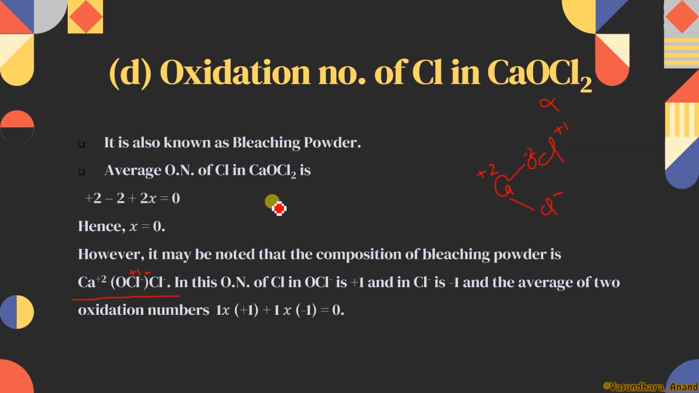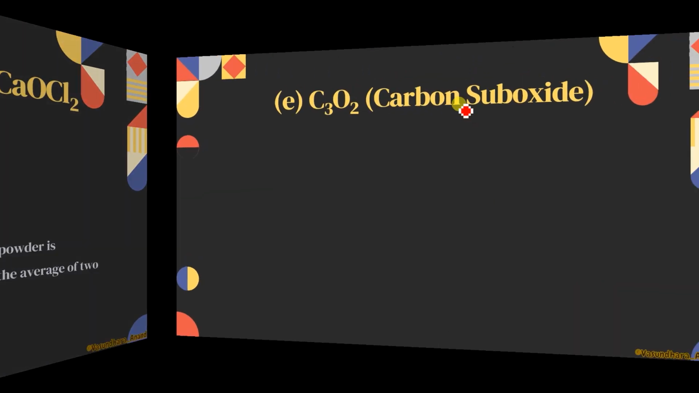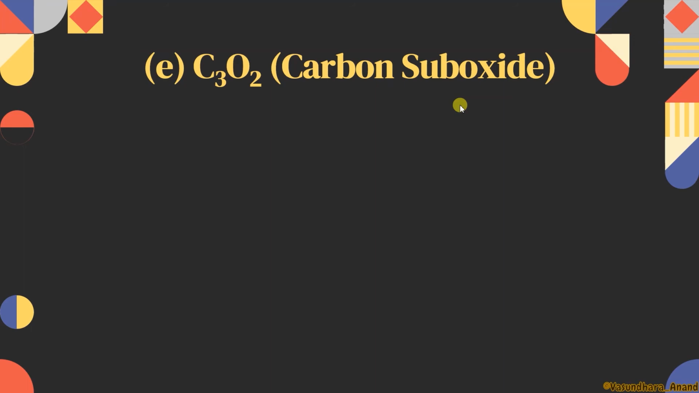So from now onward, for sure, you are not supposed to write the bleaching powder structure like this. You have to write CaOClCl, like this you have to write. Now another one is C3O2, that is called carbon suboxide. In this case, if you use the conventional method, you will get 4 by 3. So for sure, this is not the oxidation number, rather it is the average oxidation number.